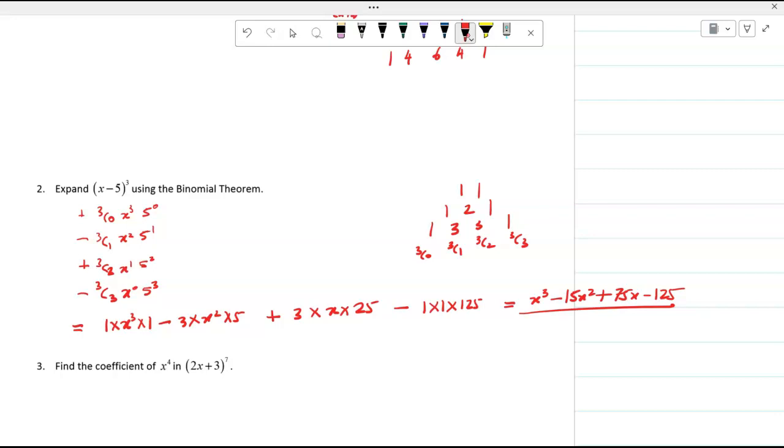Okay, so when you have a negative sign, your signs keep flipping, alternating. And if it's positive, it's always all positive. Okay. That's it. End of the story. That's how you do the full binomial expansion.